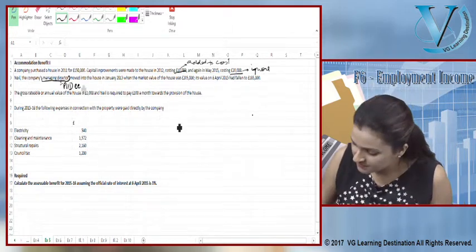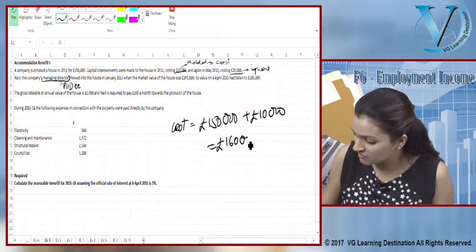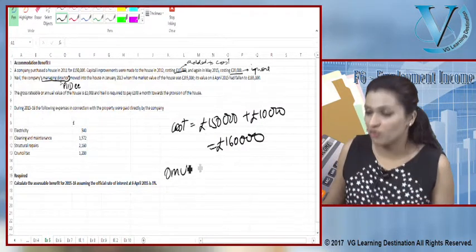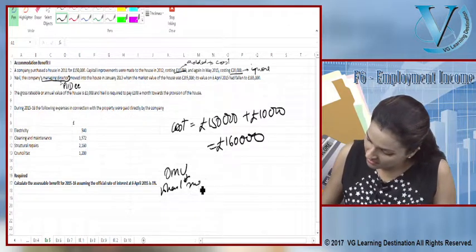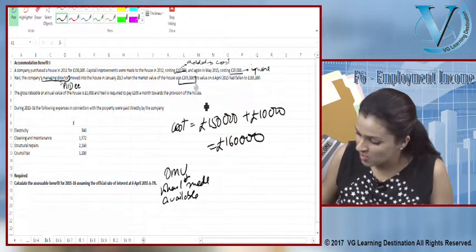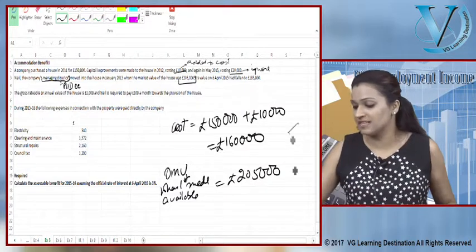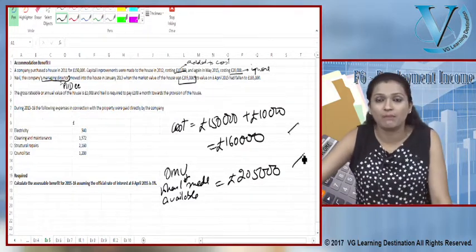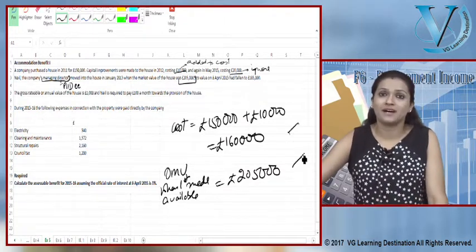So the cost is how much? 150 plus 10, so £160,000. Open market value we have to look at when first made available, which is £185,000. So either of these two figures we will have to use depending upon how many years have gone by since this property was first made available.